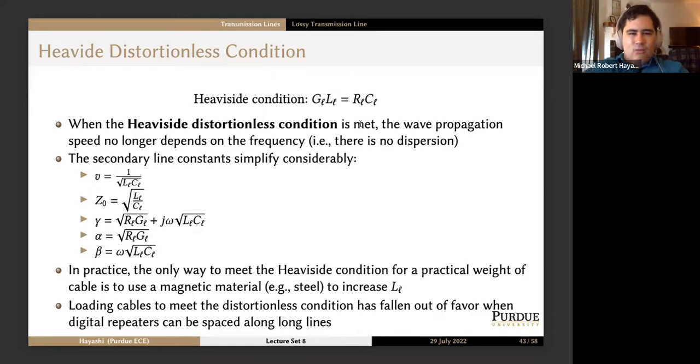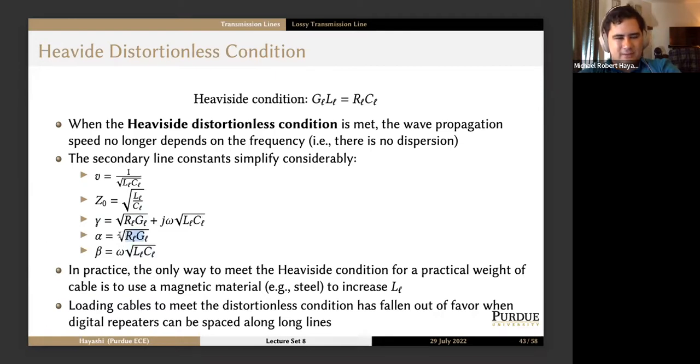So what you get when this condition is met is that the wave propagation speed, v, no longer depends on frequency. In other words, there's no dispersion, where you get a separation and distortion of different frequency components depending on how long they've been propagating down the line. They arrive at different times. So you get v is just 1 over square root of LL CL, just like in the lossless case. Same thing with Z naught, square root of LL over CL, like in the lossless case. Gamma is equal to root of RL GL plus j omega LL CL. So you can separate out alpha and beta from there.